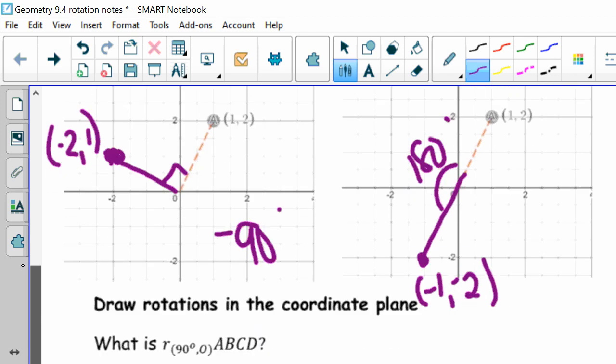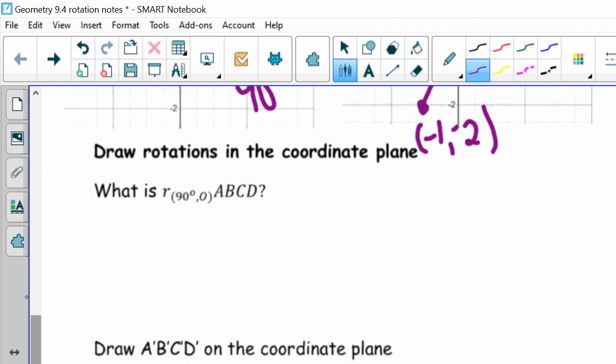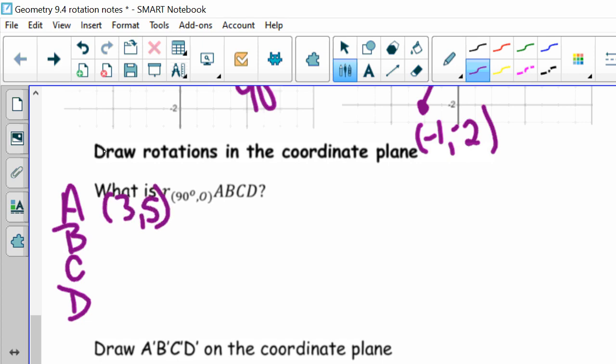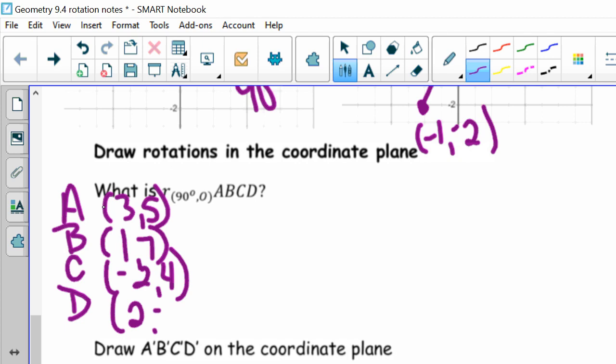All right, so now we're going to look at drawing rotations in the coordinate plane. This is: what is the rotation of 90 degrees about the origin of ABCD. So here's my ABCD. First, let's write down the coordinates of A, B, C, and D. If I look at that picture over there, A is at 3 comma 5, B is at 1, 7, C is at negative 2, 4, and D is at 2, negative 1.